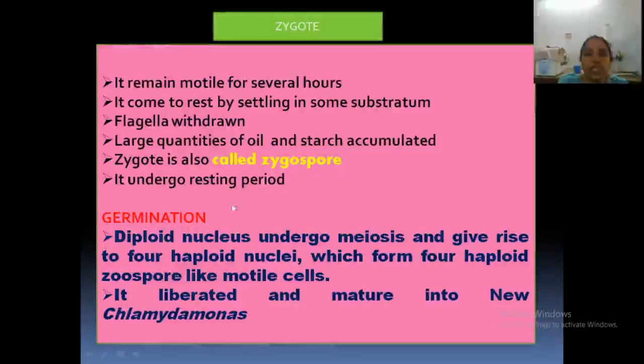Okay. Now germination. I already told you the gametes are haploid, so they undergo fusion. So the zygote is diploid. The diploid nucleus undergoes meiotic division and gives rise to 4 haploid nuclei, which form 4 haploid zoospore-like motile cells. It undergoes division and forms zoospores. Okay, zoospores are liberated and grow into new Chlamydomonas cells. This is the development in isogamy, anisogamy and oogamy. After zygote formation, the zygote usually undergoes this process.